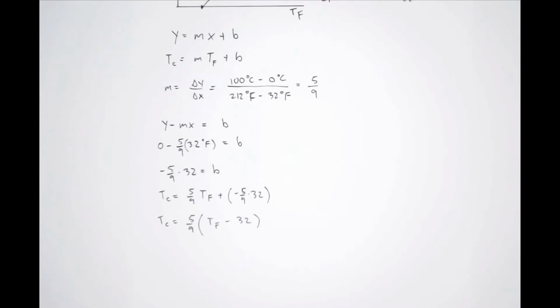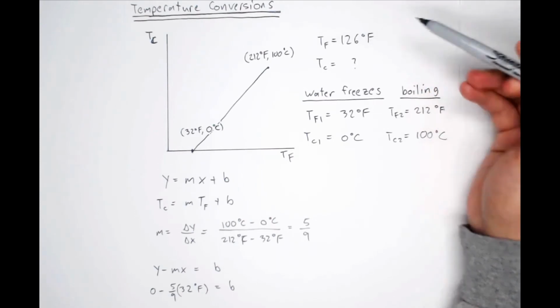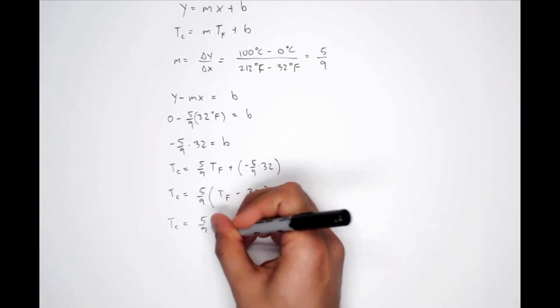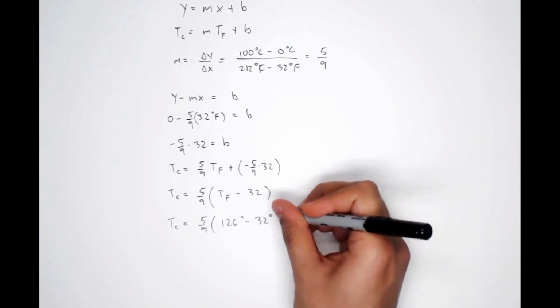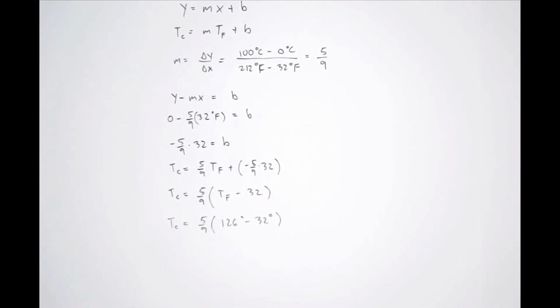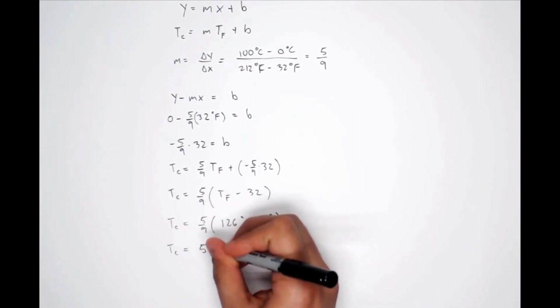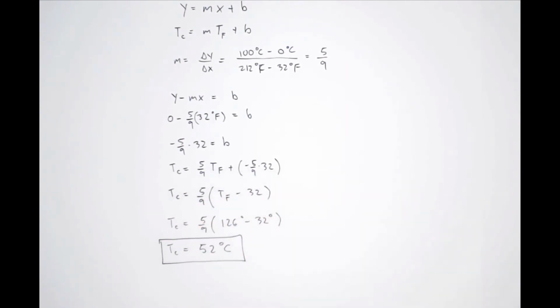So let's now apply this formula to our input temperature. We were originally trying to find this temperature, 126, and convert it to Celsius. So if we just plug that in, we can do the arithmetic, and the value will come out to 52 degrees Celsius. All right, so there you have it, conversion from Fahrenheit to Celsius.